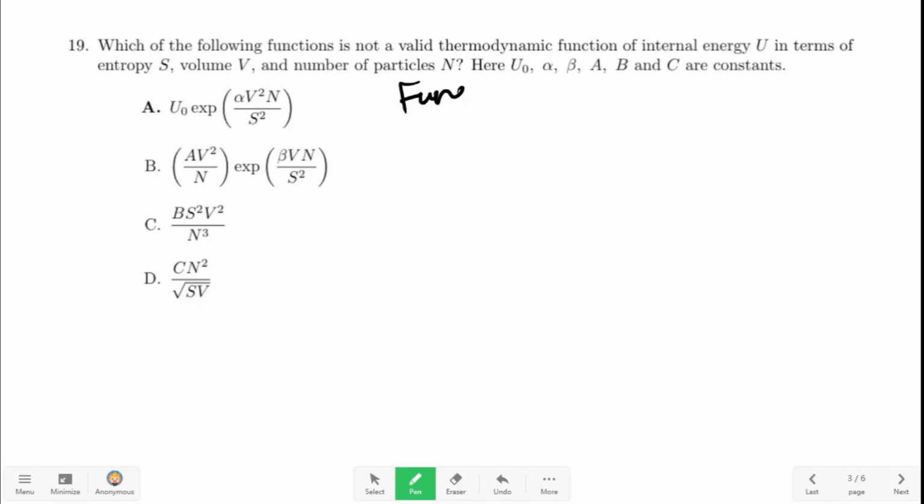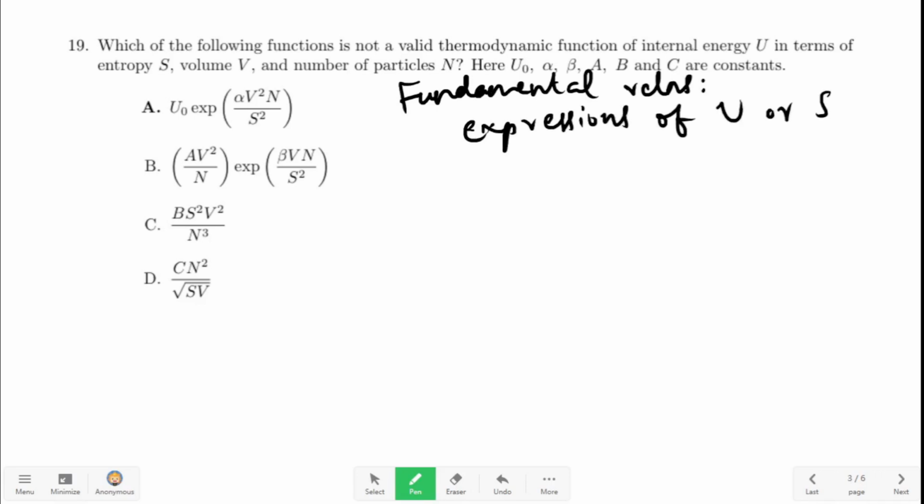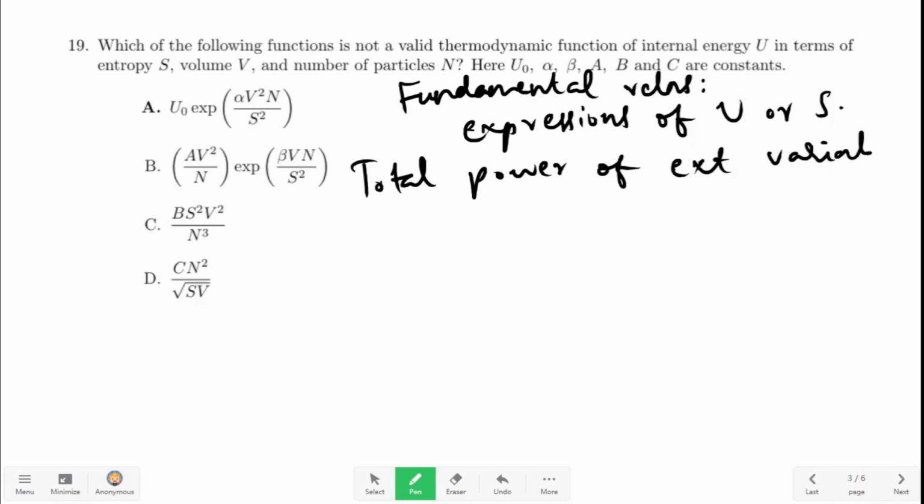We know that fundamental relations are expressions of internal energy or entropy, and in the case of fundamental relations, the total power of extensive variables is equal to 1. This is in the case of fundamental relations.